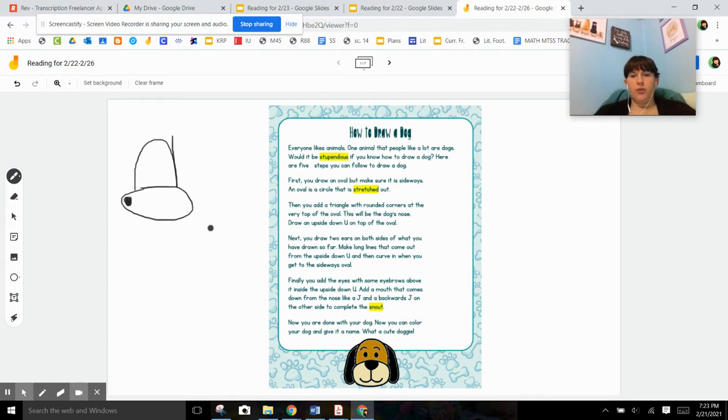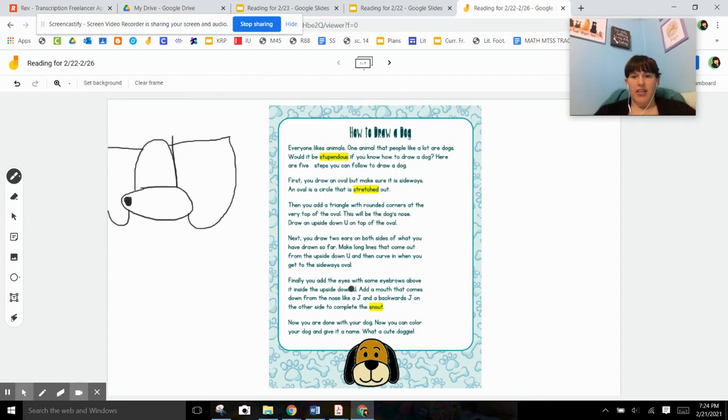Next, you draw 2 ears on both sides of what you have drawn so far. Okay, so the sides are over here and over here. Make long lines that come out from the upside down U. Okay, so there's upside down U. So lines that come out long. It said make long lines that come out from the upside down U and then curve in where you have your sideways oval. Okay, so when you go down and then curve in. I don't know if I have enough room on this side, so we're just going to make this one a little bit smaller and then curve in as we get down there. Okay. I mean, I kind of see it, but maybe it'll get better. Make long lines. Okay, did that part.